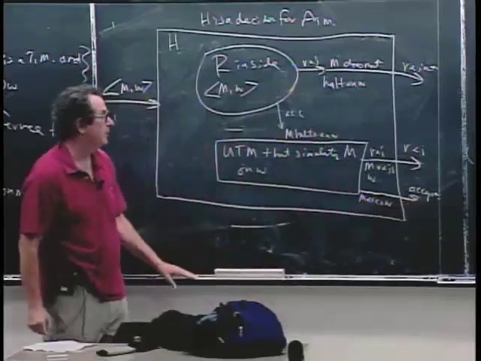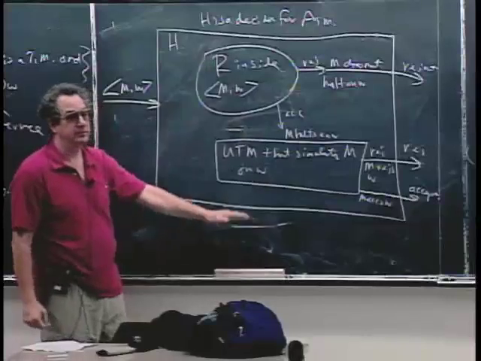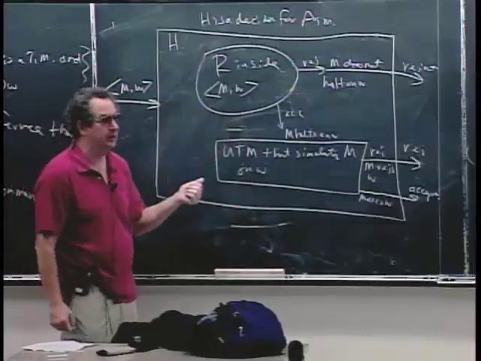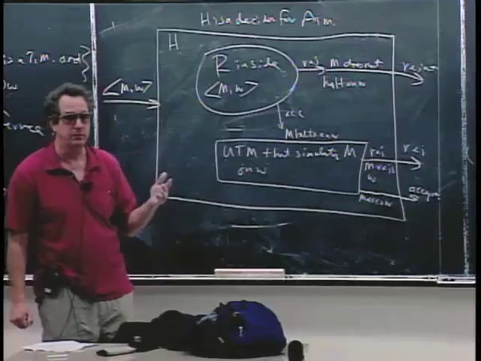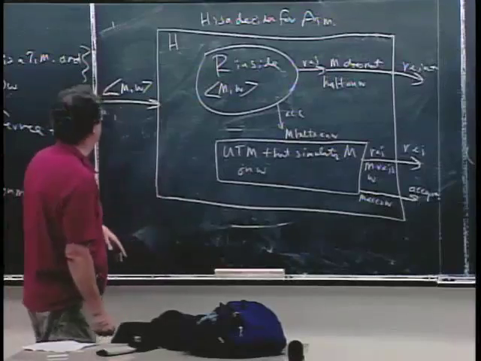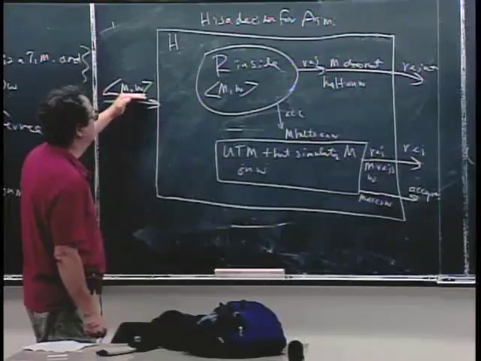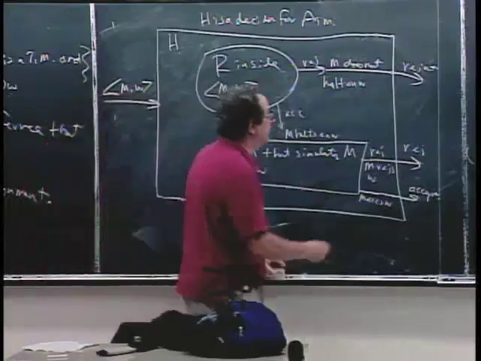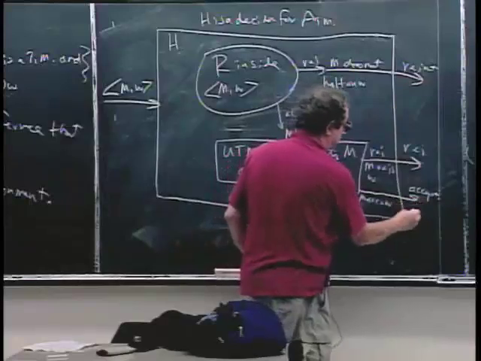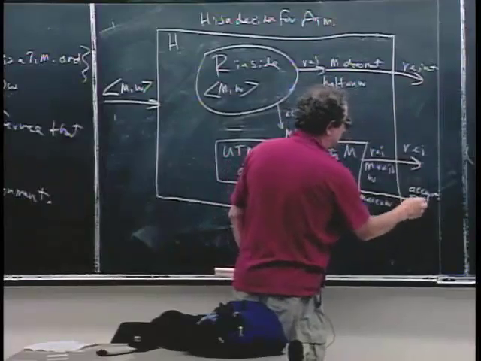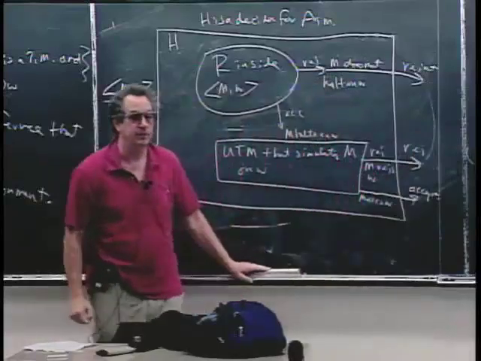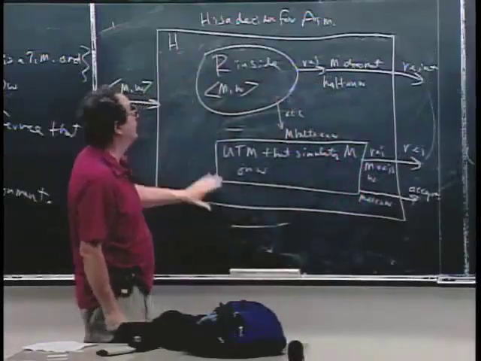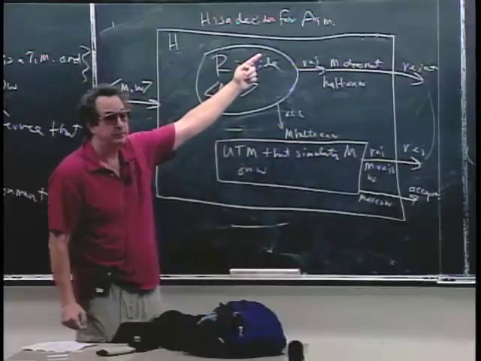Okay? Now this is a decider. This is a decider for ATM because it always ends with reject or accept. It never gets into a state where it goes forever. So in comes M W, and out comes, yes, M accepts W, or no, M does not accept W. That makes this, H, a decider for ATM.